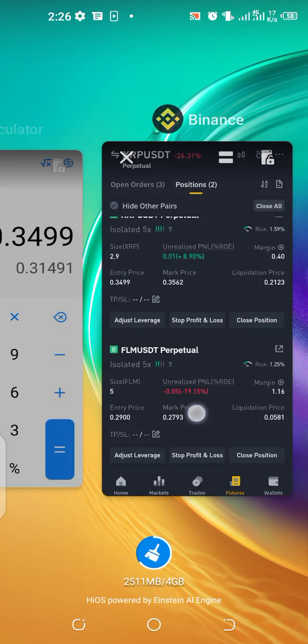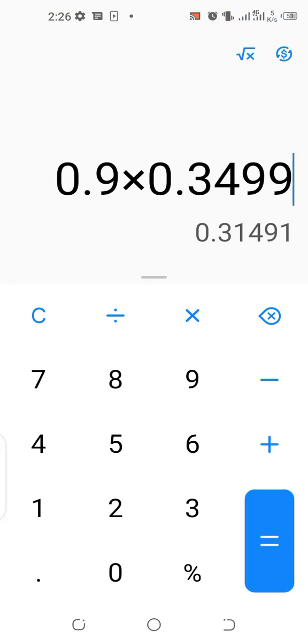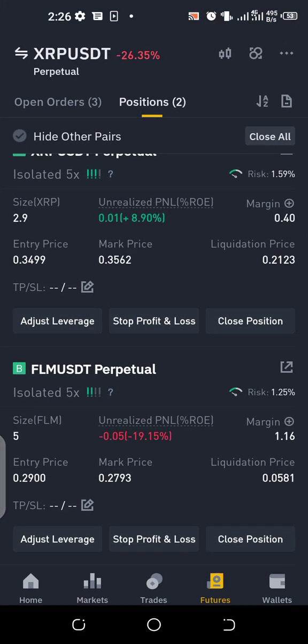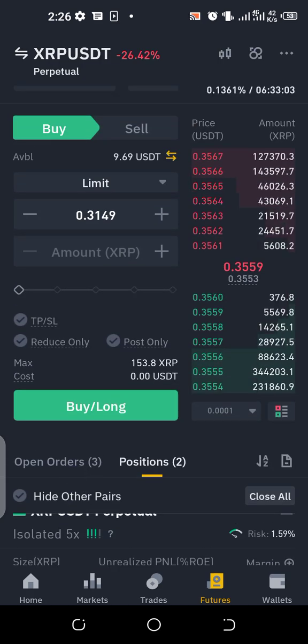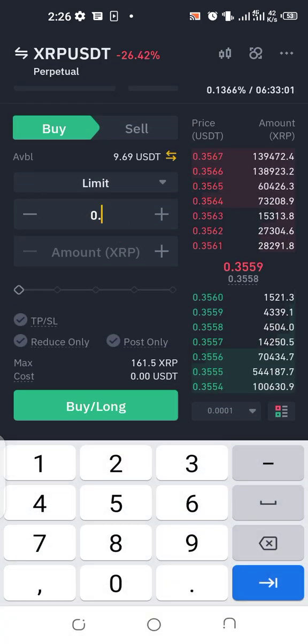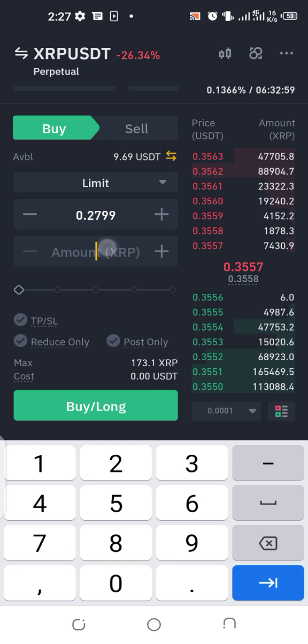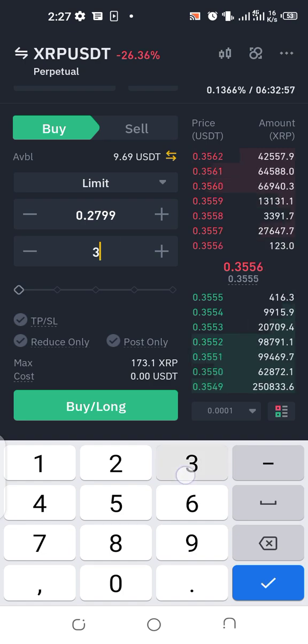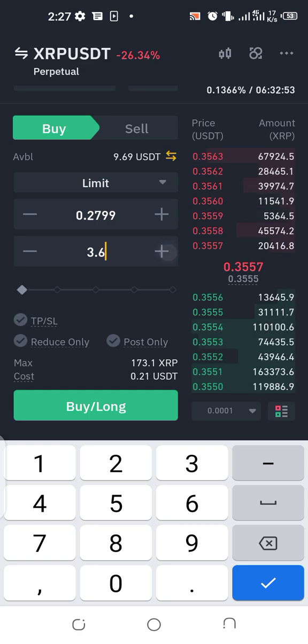Alright, so if I'm going to place at 20% below the entry price, that's at 80%, so 0.8 times 0.349, and that's 0.2799. I can place another order there, and okay, so I can do that and add something to it.